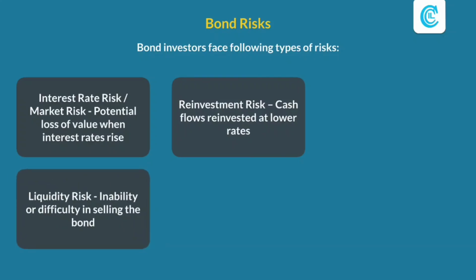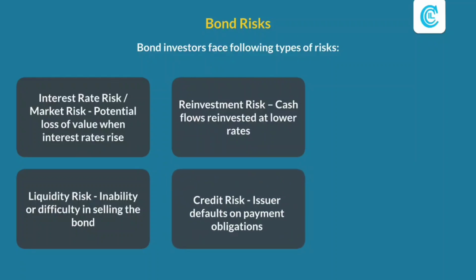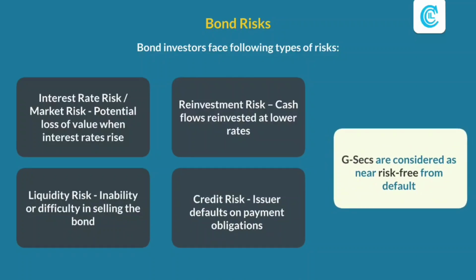Liquidity risk, which arises due to inability or difficulty in selling the bond, causing loss to the seller. Credit risk arises when the issuer defaults on interest payment and redemption obligations. Government securities are considered as near risk-free from default as sovereigns rarely default on their payments. Technically, G-SECs can be considered to be credit risk-free.